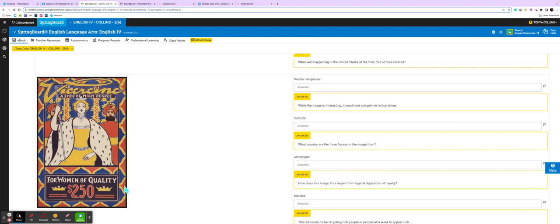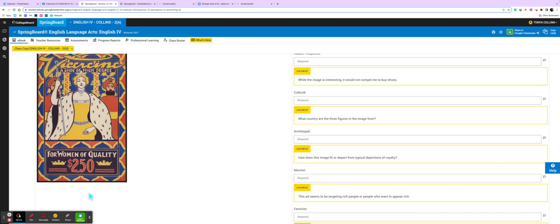Step two, briefly share your observations with your group in a clear and concise summary. Listen as your group members share their observations and respond by offering additional ideas or asking questions. Then I want you to assign one of the literary theories to each member of your group. Just one. So someone's going to do reader response, someone's going to do cultural, another person will do archetypal, one person will do Marxist, another will do feminist, and another will do historical.